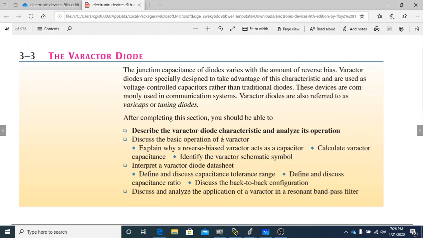So the junction capacitance of diodes varies with the amount of reverse bias. Varactor diodes are specially designed to take advantage of this characteristic and are used as voltage control capacitors rather than traditional diodes. These devices are commonly used in communication systems. Varactor diodes are also referred to as varicaps or tuning diodes. So there's several things in here that I mentioned to you up front that you need to remember for a quiz. So just letting you know.